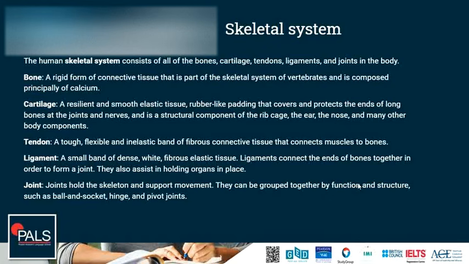Tendons are tough, flexible, and inelastic bands of fibrous connective tissue that connect muscles to bones. Ligament is a small band of dense, white, fibrous, elastic tissue. Ligaments connect the ends of bones together in order to form a joint. They also assist in holding organs in place. Joints hold the skeleton and support movement. They can be grouped together by functions and structure, such as ball and socket or hinge or pivot joints.